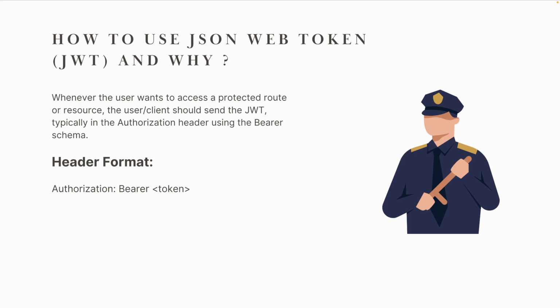So how to use a JSON web token and why? Whenever the user wants to access a protected route or resource, the user/client should send a JSON web token, typically in the authorization header using a bearer schema. So the format is right below. It should be the header of authorization, and the value should be bearer, a space, and the actual token value.